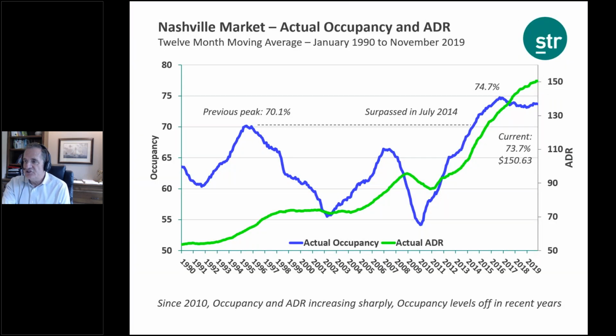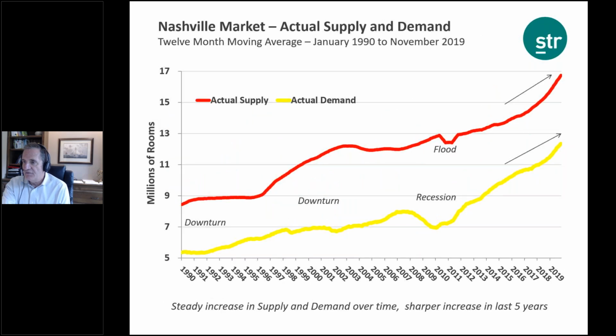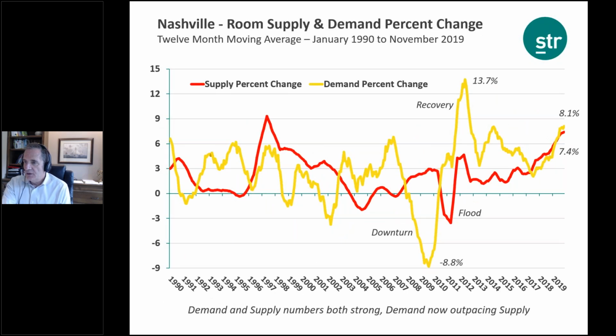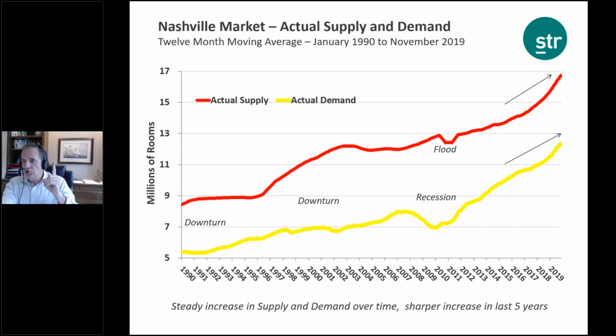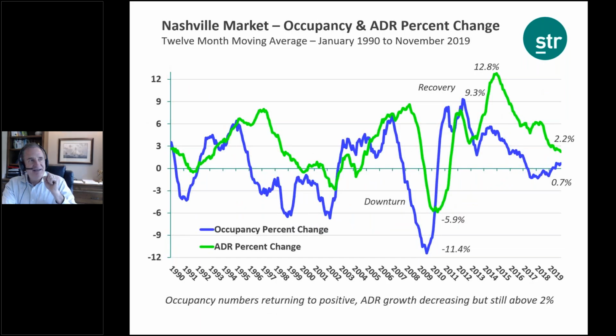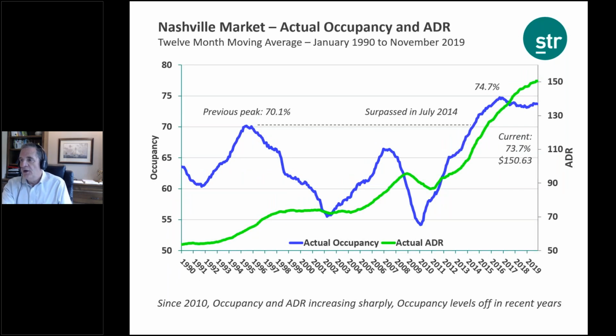So both of these are generally in all-time record highs, both the occupancy and the average daily rate. So that's historical data. Notice we have three graphs: supply and demand percent change, supply and demand actuals, OCC and ADR percent change, and OCC and ADR actuals. So 4 graphs basically for this section.